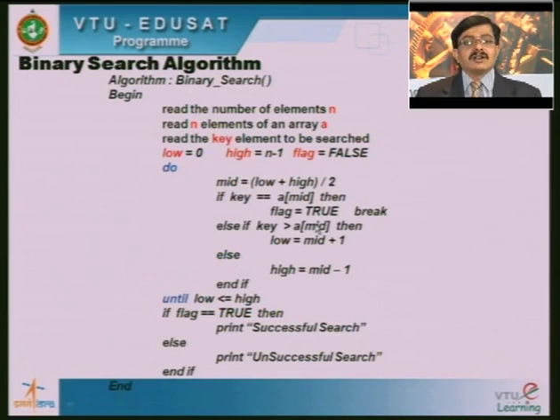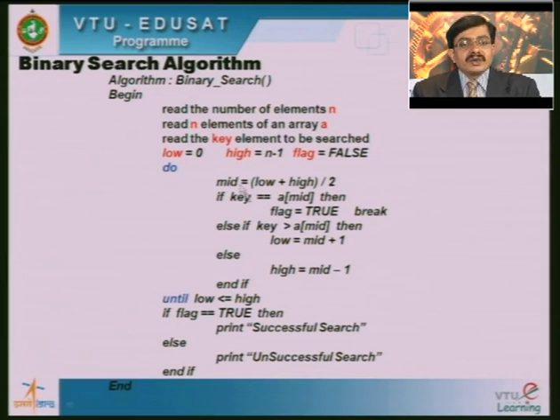Now let's write an algorithm associated with this. Here most of the statements remain the same except the logical part of the code. The algorithm name is binary search, and the algorithm begins here: read the number of elements n, read n elements of an array, and read the key element. That is the same as with linear search. Then in the code, I initialize low as 0, high as n minus 1, and set flag equal to false, indicating that right now the key element is not present in the list. The initial values of low and high are important here.